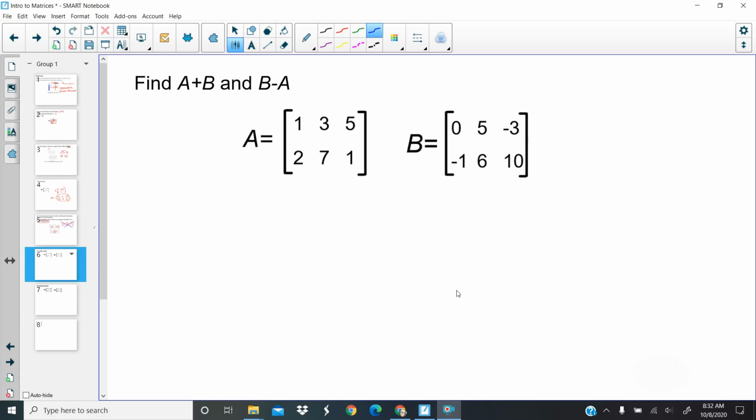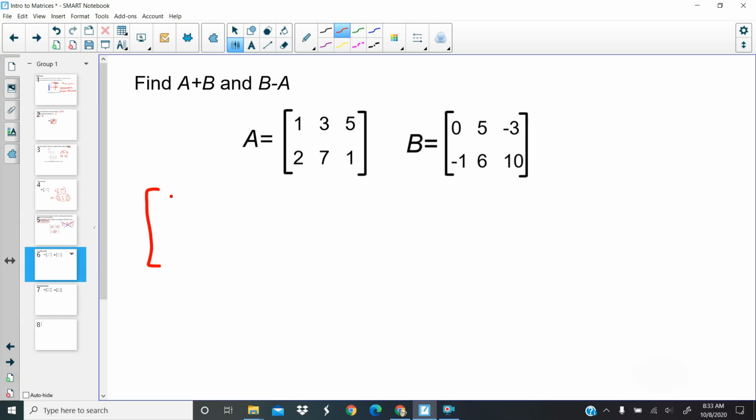So then I'm just going to quickly find A plus B and then B minus A for these two matrices. You can pause and do it on your own and then unpause whenever you're ready to see it worked out if you feel confident that you can do it. If you want to see me do it first, then that's fine too. So first I'm going to do A plus B.